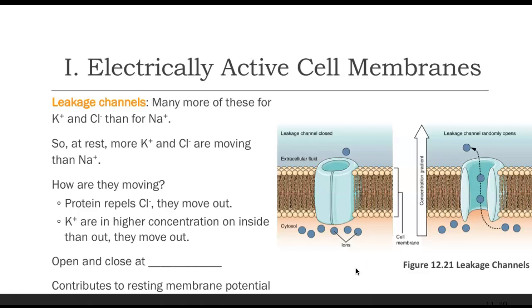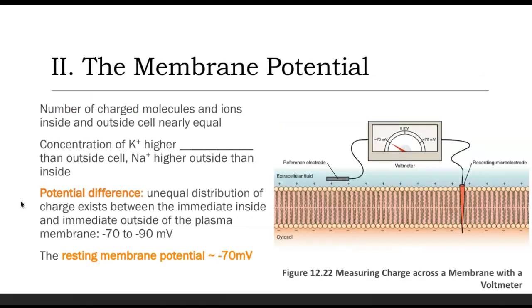And potassium is going to be higher in concentration inside than out because it is going to move from the extracellular matrix toward the negatively charged proteins, because potassium is positive. These leakage channels are just going to open and close at random and will contribute to the resting membrane potential. Now, the number of charged molecules and ions inside and outside of the cell are nearly going to be equal.